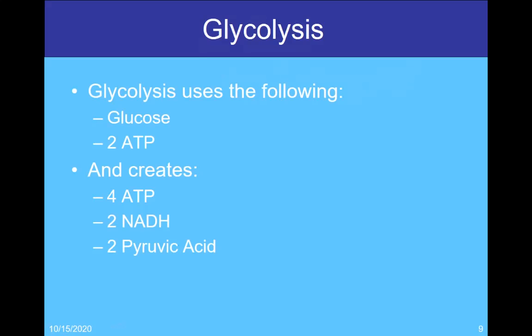So let's look at the reactants and products for this particular part of the process. Glycolysis will use glucose and 2 ATP. Remember, the ATP are going to allow us to break that glucose molecule in half. And when it settles down into pyruvic acid, 3 carbon molecules, it produces 4 ATP, 2 NADH, and 2 pyruvic acid molecules.